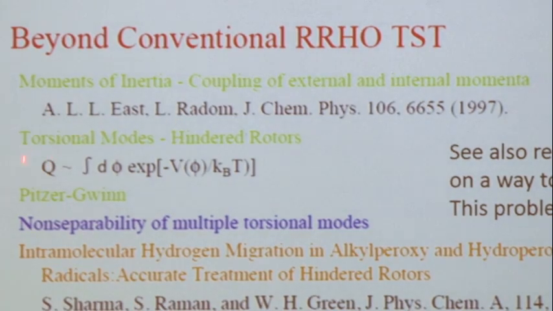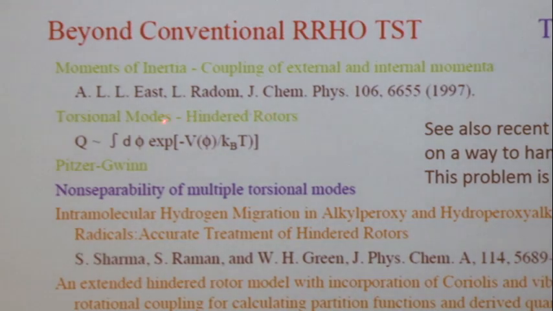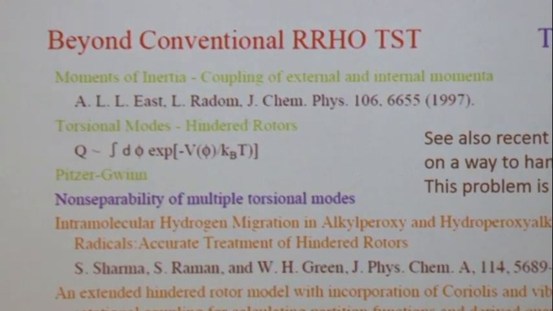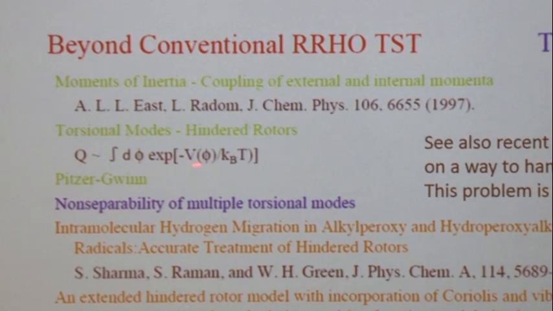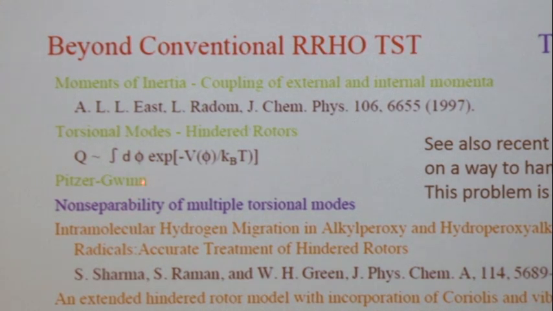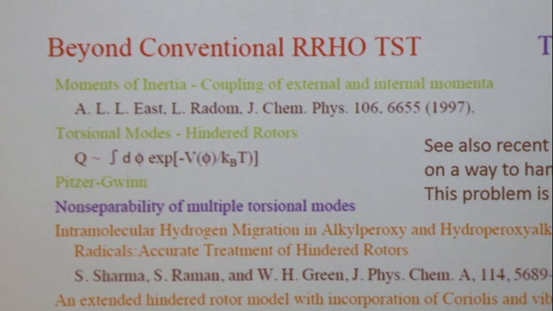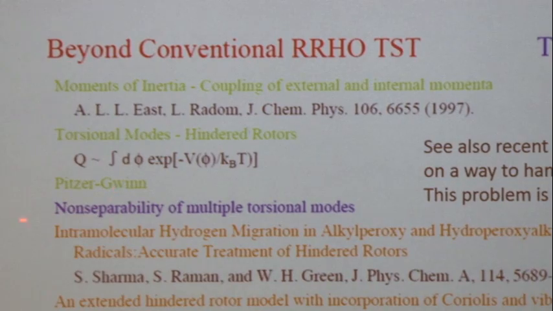Then there's this question of how to evaluate the Q. Again, a lot of people would do the classical thing, where you just evaluate this integral classically and then hope that the quantum effects are small. And it's very practical because you can do it. But again, the accuracy is not so known. And then people would do the Pitzer-Gwinn approximation, which is to do the classical correction and then multiply it times the quantum mechanical result.